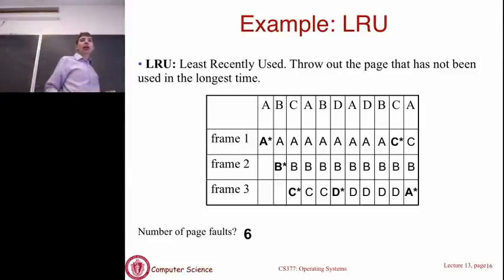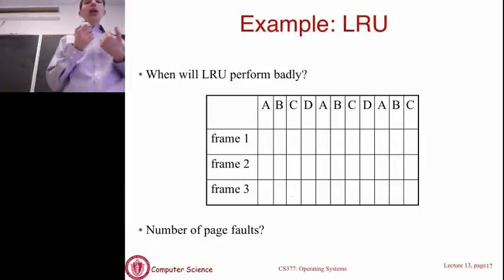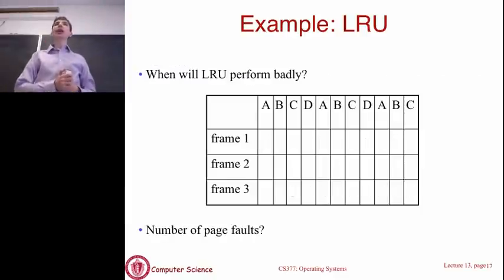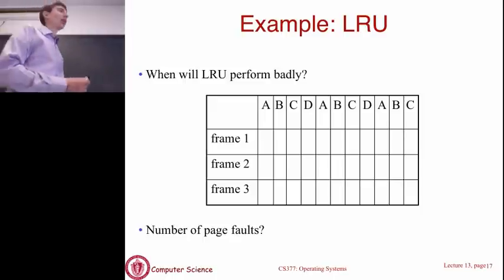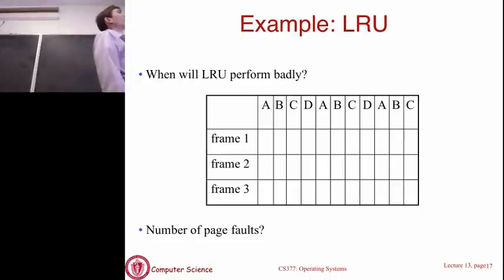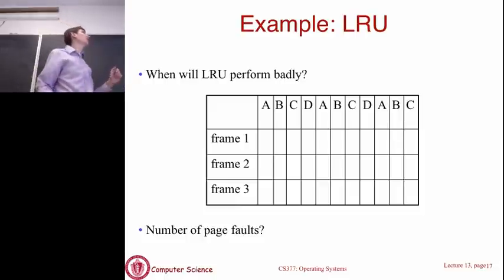So one question we can ask is, when is LRU going to actually do badly? What are the cases when it's going to do badly? Let's consider a different string of memory addresses: A B C D, A B C D, A B C, where we're just using every memory address. So let's see what happens here.